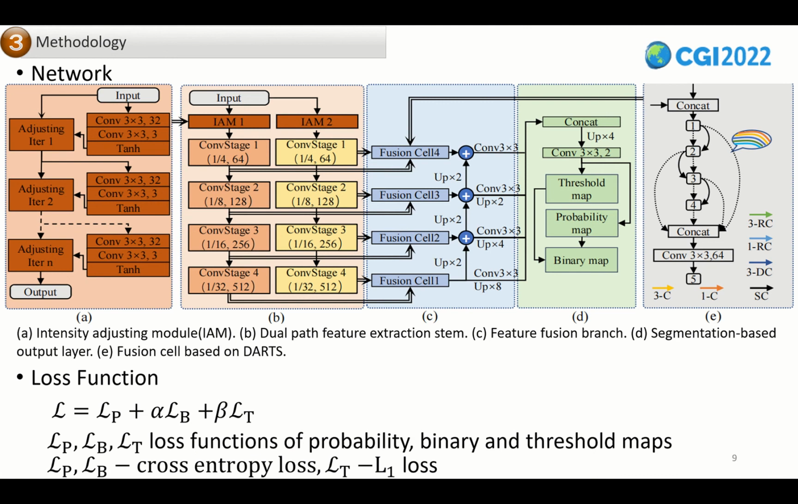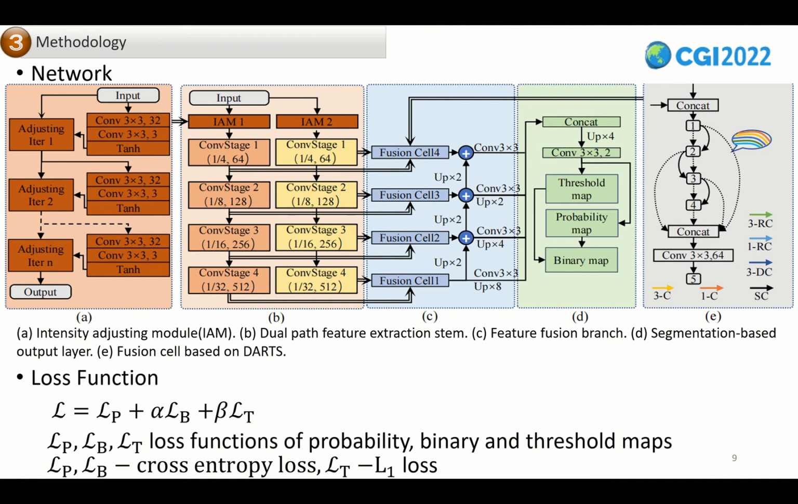Next part is the detection network of our detector. As shown in this figure, our detection network consists of 5 modules. A. Intensity adjusting model for image adjustment. B. Dual-pass feature extraction stem for feature extraction. C. Feature fusion branch for feature fusion and enhancement. D. Segmentation-based output layer. E. Fusion cell, which is embedded in C.